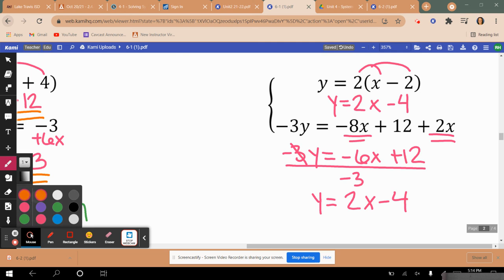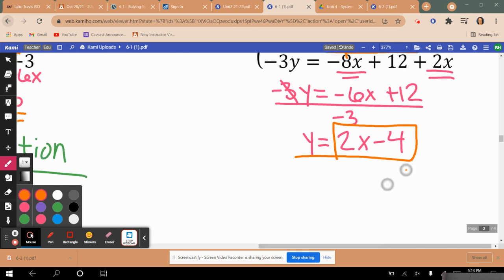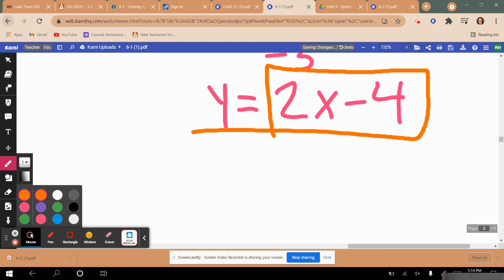What do we have here? We have the same equation with the same slope and y-intercept, meaning they have how many solutions? Infinitely many.